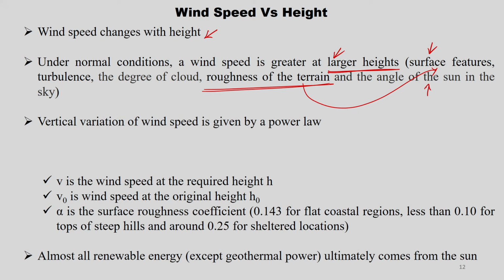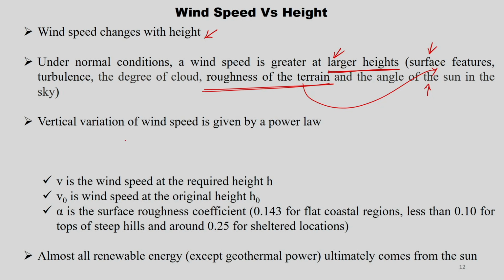Apart from that, you obviously have the wind turbine design, which takes part in wind power extraction, but we are discussing here the physical factors, what are good sites and what are bad sites. The vertical variation of wind speed is given by the power law, V upon V naught equals H upon H naught to the power alpha. V is the wind speed at the required height H, and V naught is the wind speed at the original height H naught.